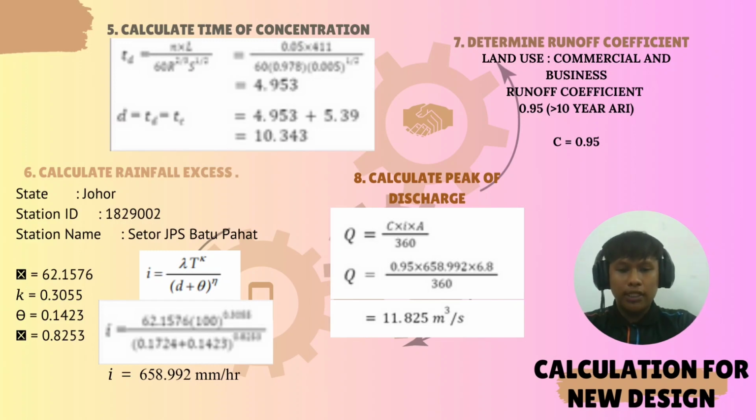So as we can see, the answer for Q design is bigger than the Q peak that my friends presented earlier, meaning that the proposed new design of the new channel section passes.